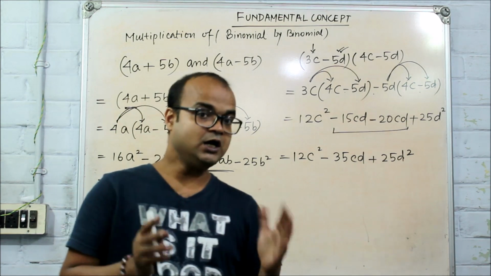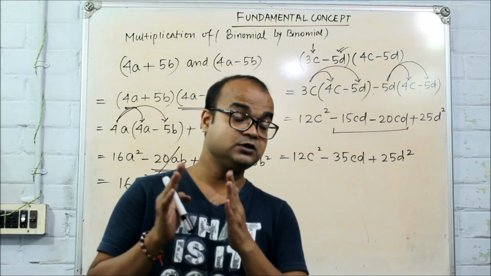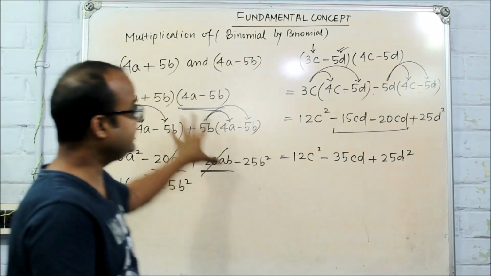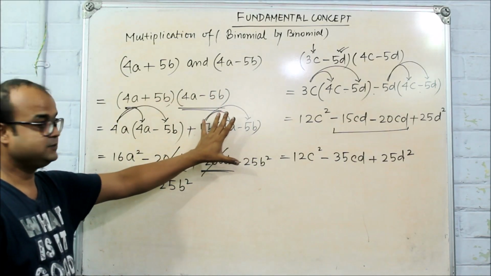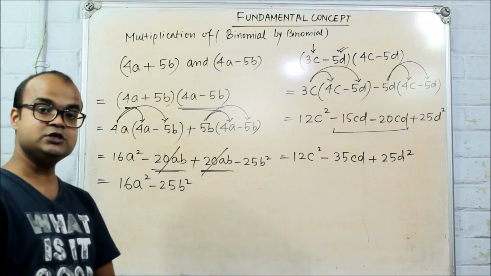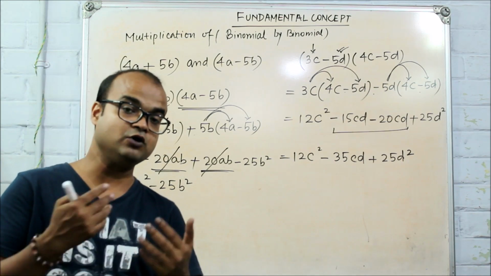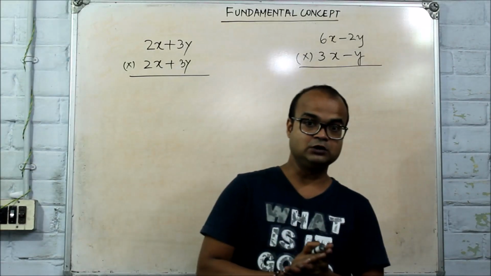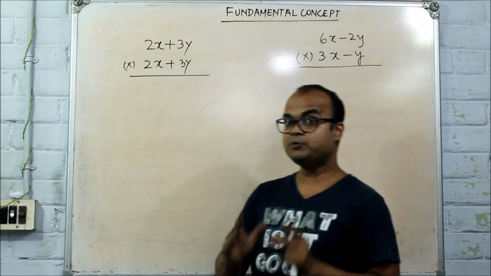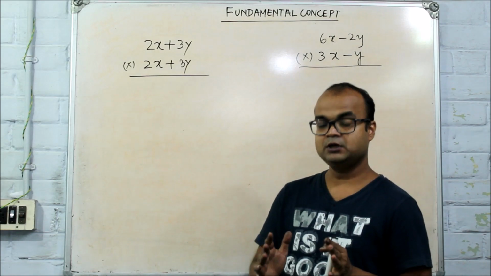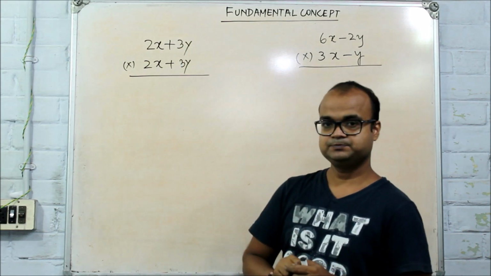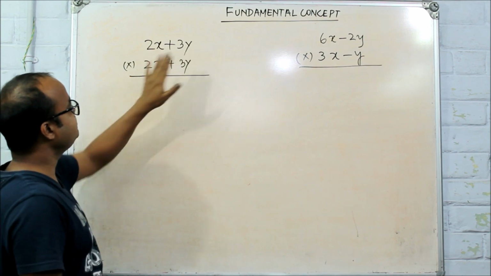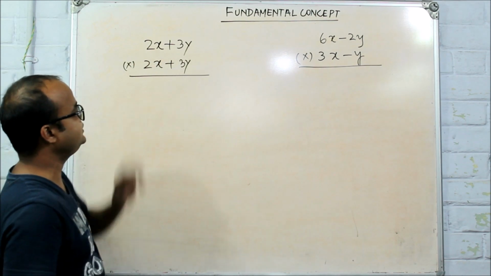So you learned how to multiply a binomial by another binomial. This method is called the row method. Next I will take another two examples to explain how to do it with the column method. We are going to solve multiplication of binomials by the column method. So let us take this sum, 2x plus 3y multiplied by 2x plus 3y.